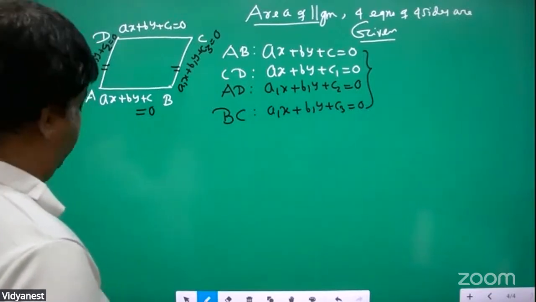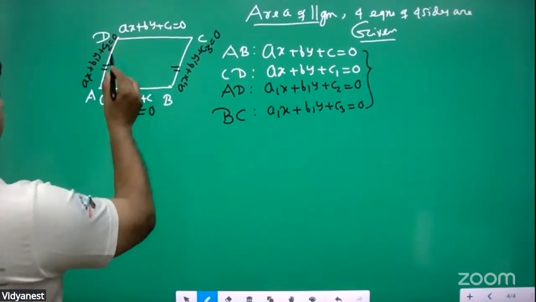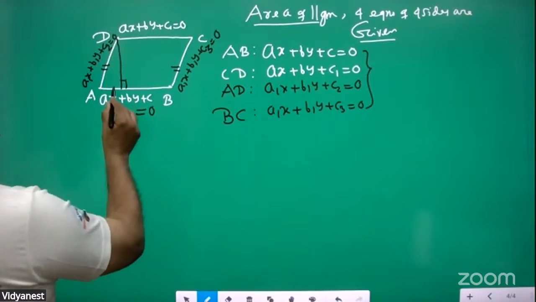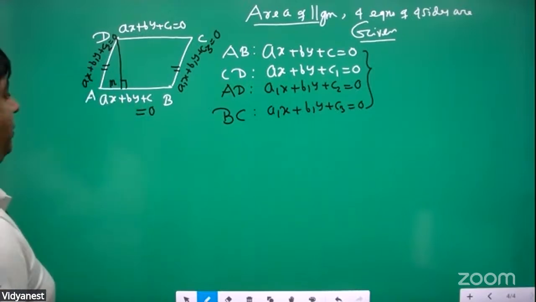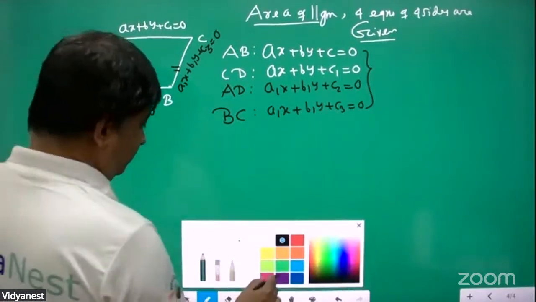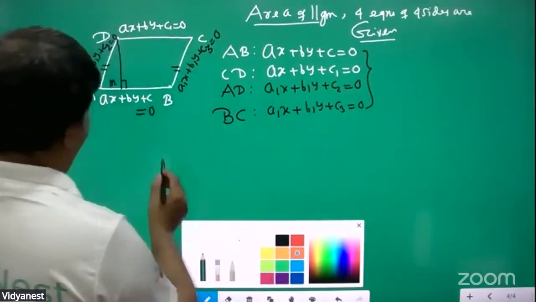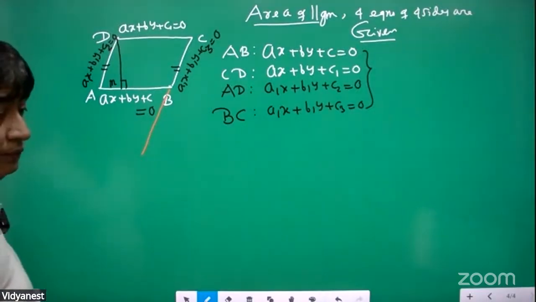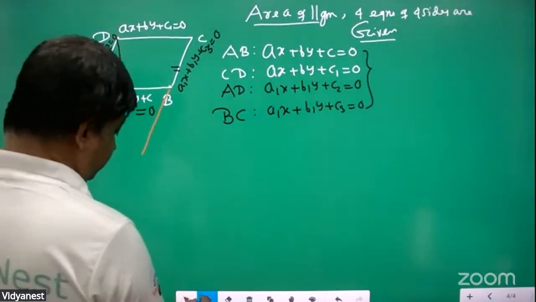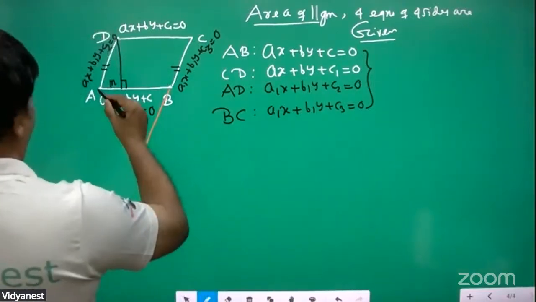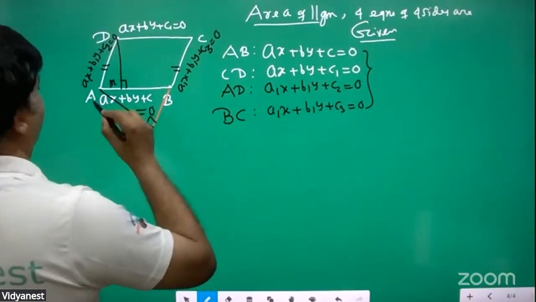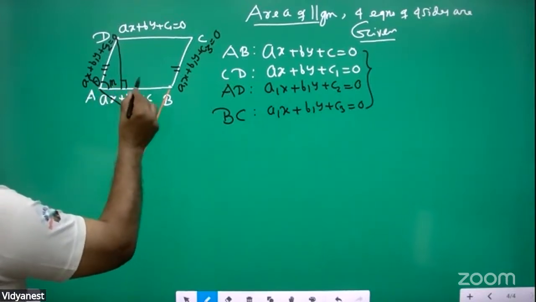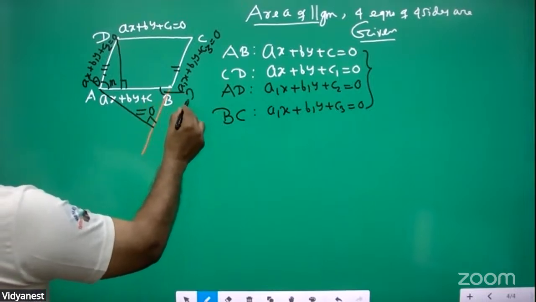Now, you drop a perpendicular DM on AB. You do one thing, produce it. And from here also another perpendicular is drawn. Let this angle be theta. So by the alternate angle property, this is also theta.